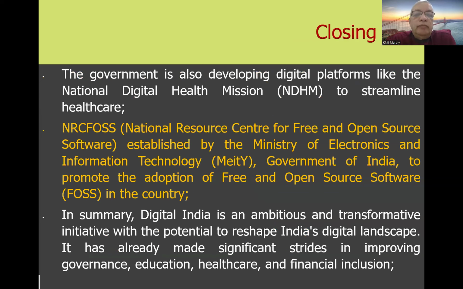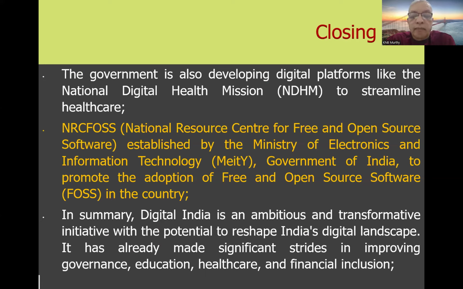On a closing note, the government is also developing digital platforms like the National Digital Health Mission to streamline healthcare. The government is also encouraging us in the form of establishing a National Resource Center for free and open source software. This will promote the adoption of free and open source software in the country.